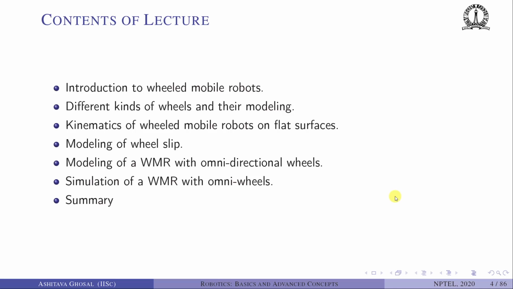And we will next look at modeling of a wheeled mobile robot with omnidirectional wheels. So this is a new kind of wheel which has 2 degrees of freedom. Okay, and we will look at how to model a wheeled mobile robot with omni wheels. And we'll look at some simulations of wheeled mobile robot with omni wheels.